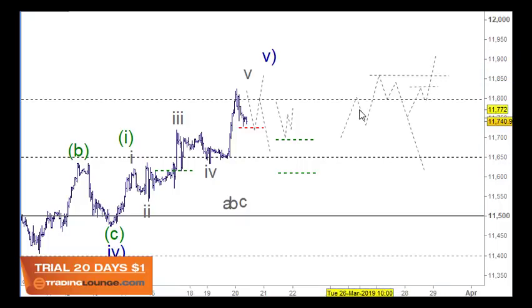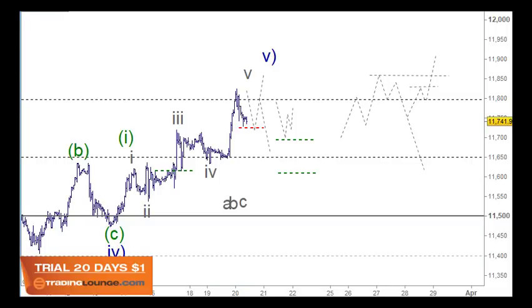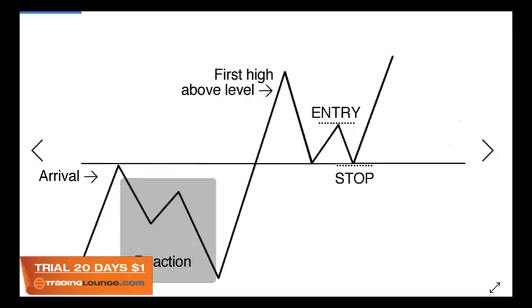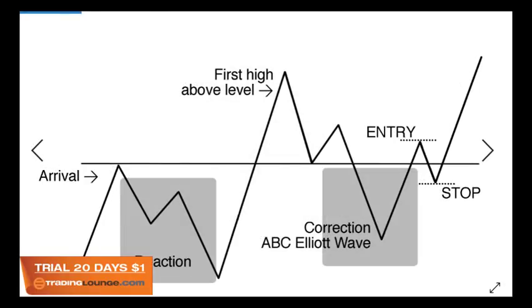So we need to wait. Currently we've had the arrival and the reaction, and that could also come low. We don't know if that's completed yet. This is normally in 3 waves, a corrective wave, and then 5 waves up here that will exhaust itself. This one. So this is the pattern here. So it's the arrival, the reaction here, the first high above the level.